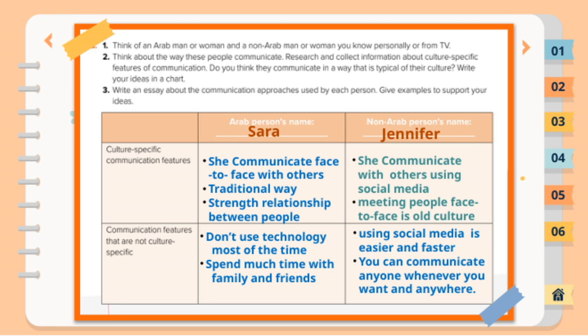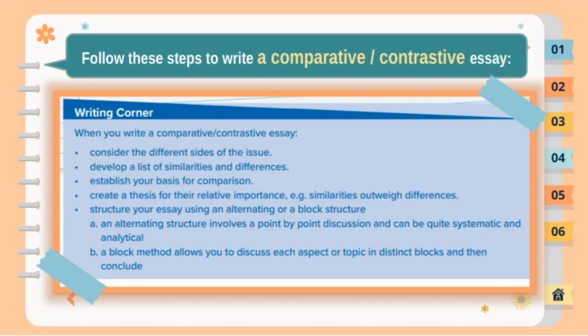relationships. Now, let's walk through the key steps to writing a strong comparative or contrastive essay. First, you want to start by clearly identifying the two subjects you're comparing. This helps set the stage for your analysis. Next, plan your essay's structure carefully. Decide whether you'll compare point by point or discuss each subject separately before drawing conclusions.